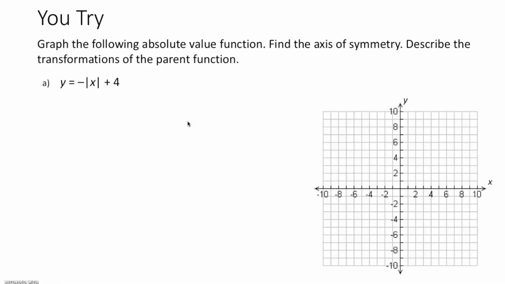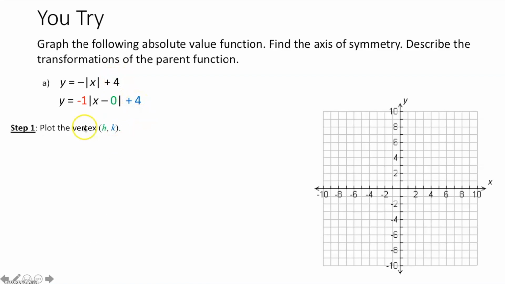Okay, again, we want to write it in vertex form so we know what our a, our h, and our k are. In this case, this negative out front means our a value is actually negative 1. What's our h value? Well, there's nothing in here. That means it's 0. And what's our k value? Well, it's what you see added or subtracted at the end, so that would be positive 4.